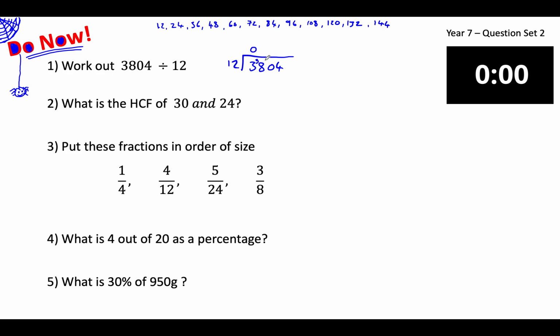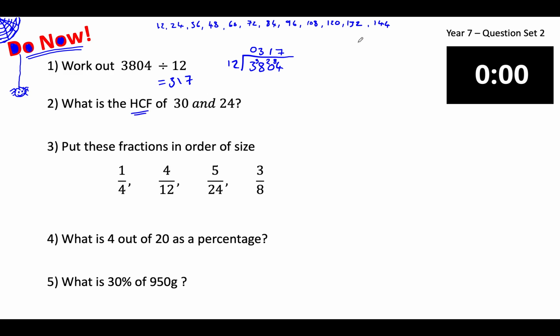So I carry across the stuff I haven't used. I carry across that 3. And now I'm doing 12s into 38. Well, that goes 1, 2, 3 times, because 3 12s are 36. Well, that will leave 2 left over, won't it? And now 12s into this number, into 20. Well, 12s into 20 only goes once, with 8 left over. And then 12s into 84 goes 1, 2, 3, 4, 5, 6, 7 times, because 7 12s are 84. So the answer is 317.